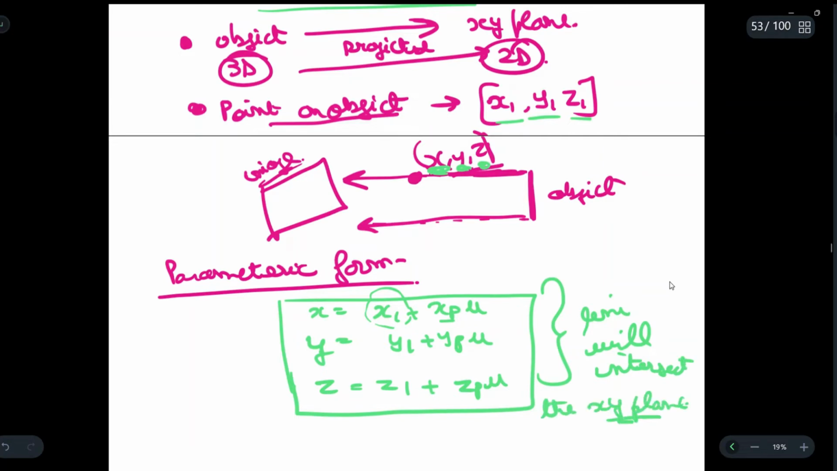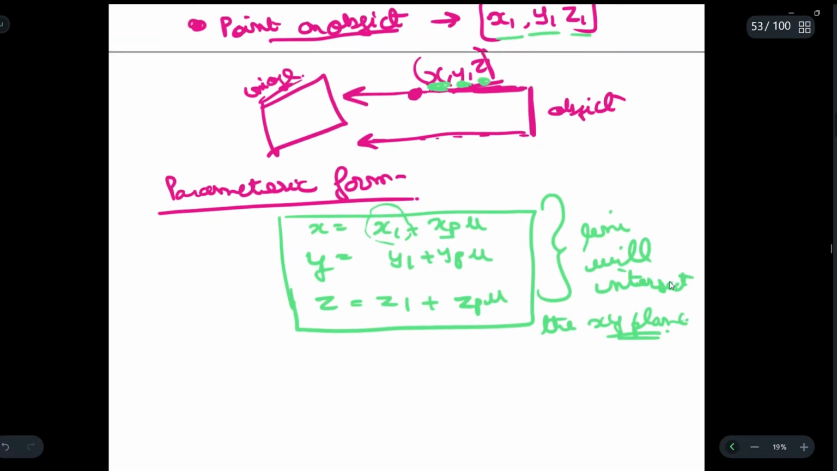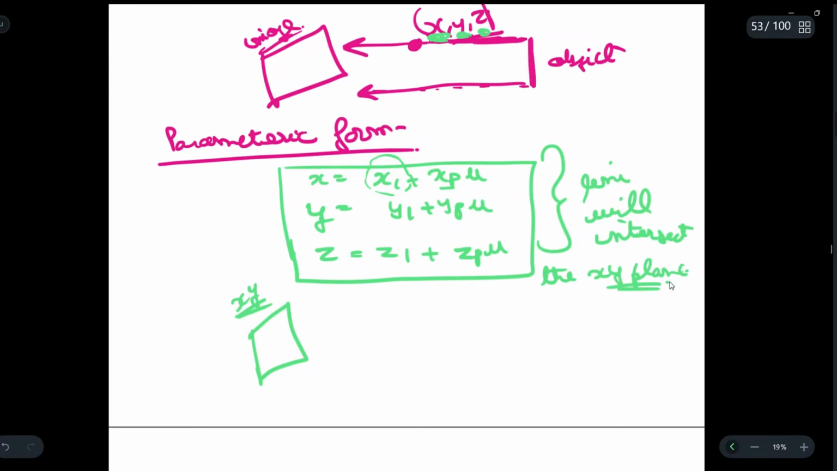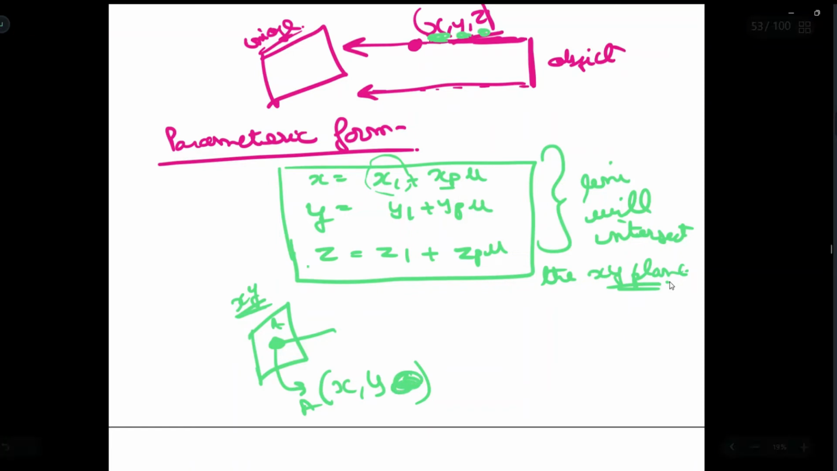Now what we mean by that is, suppose this is the xy plane. For sure, on the xy plane, the z coordinate of any point, suppose this is a point A, will always be 0. That is, we will not have any z coordinate. So what we can infer from this is that this equation will be equated to 0, or the z point will be 0.